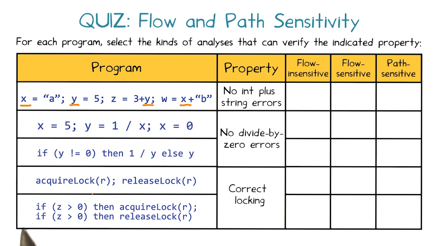Finally, the fifth program consists of 2 if-then statements executed in the following order. If Z greater than 0, then acquire lock R, followed by if Z greater than 0, then release lock R. Note that the second if-then statement is not nested within the first if-then statement. Also, note that variable Z can have any integer value at the start of the program. Finally, as for the preceding program, allow the analysis to assume that R is not locked at the start of the program.